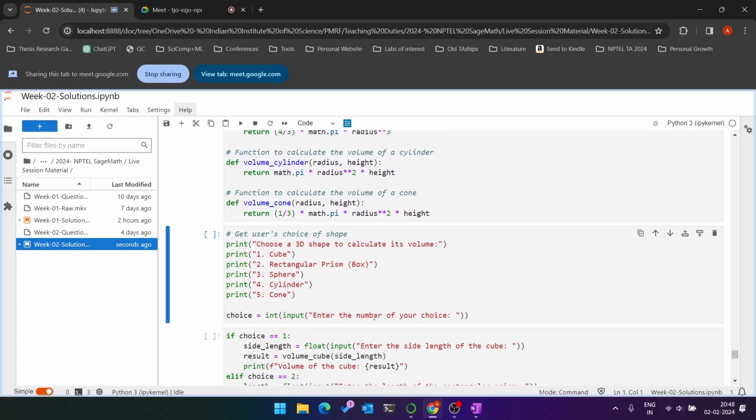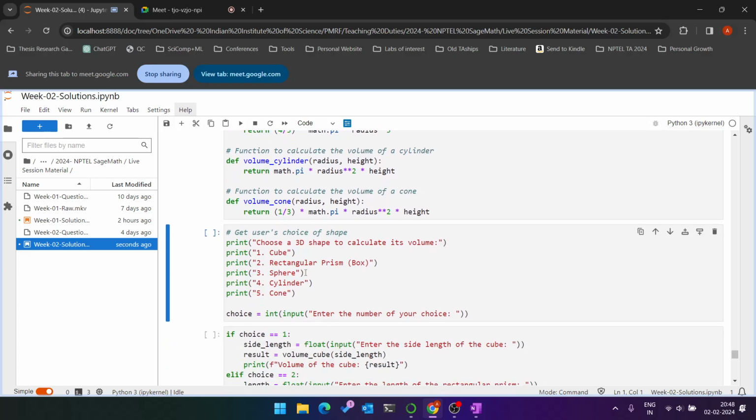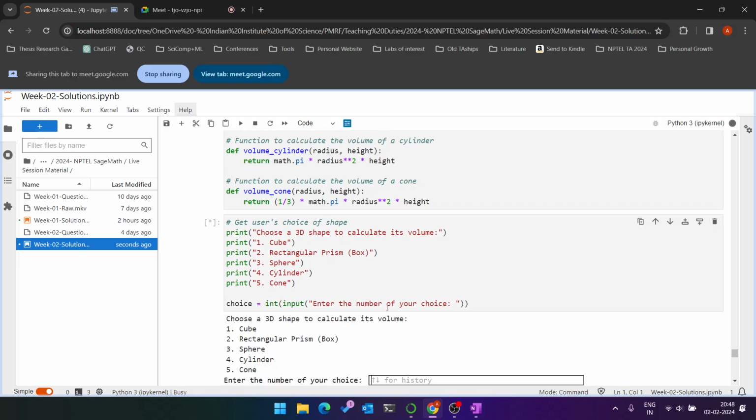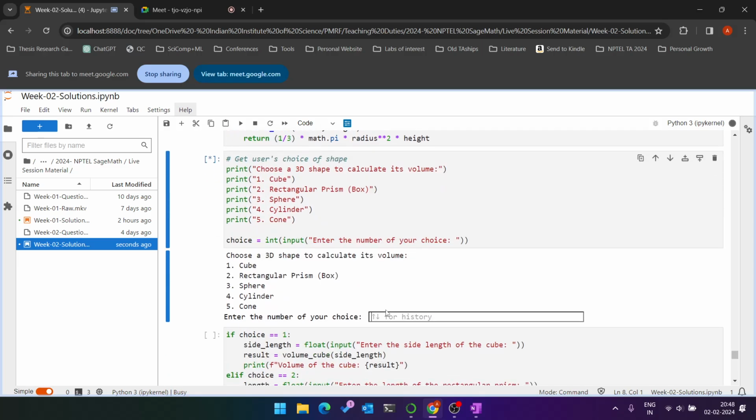And now I create the user interactive part. So, the user input part. I'm printing a series of statements one after the other, which tell the user which number is associated with which choice, and then asks him to input the number of his choice. Suppose I run this, I'm interested in a cube, I'll enter the number 1.